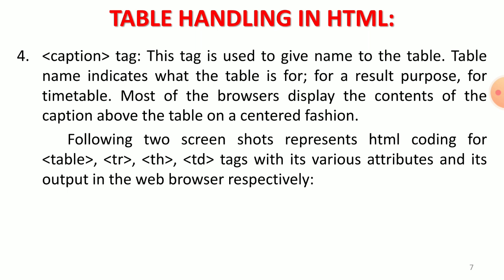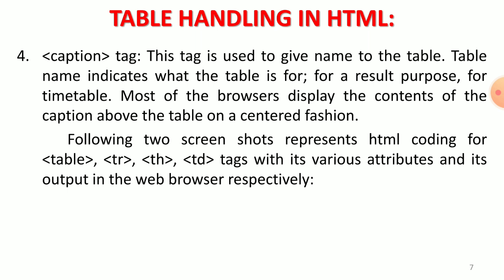Fourth is the caption tag. This tag is used to give a name to the table. This means table 1, table 2, and so on. The table name indicates what the table is for, its purpose. For a timetable, most browsers display the contents of the caption above the table, centered.